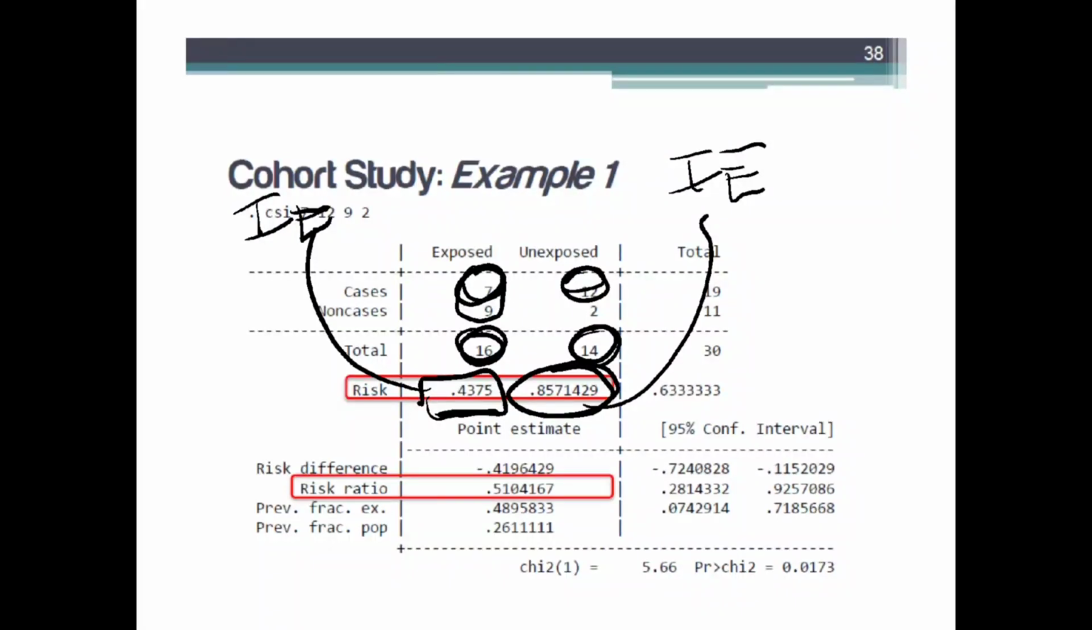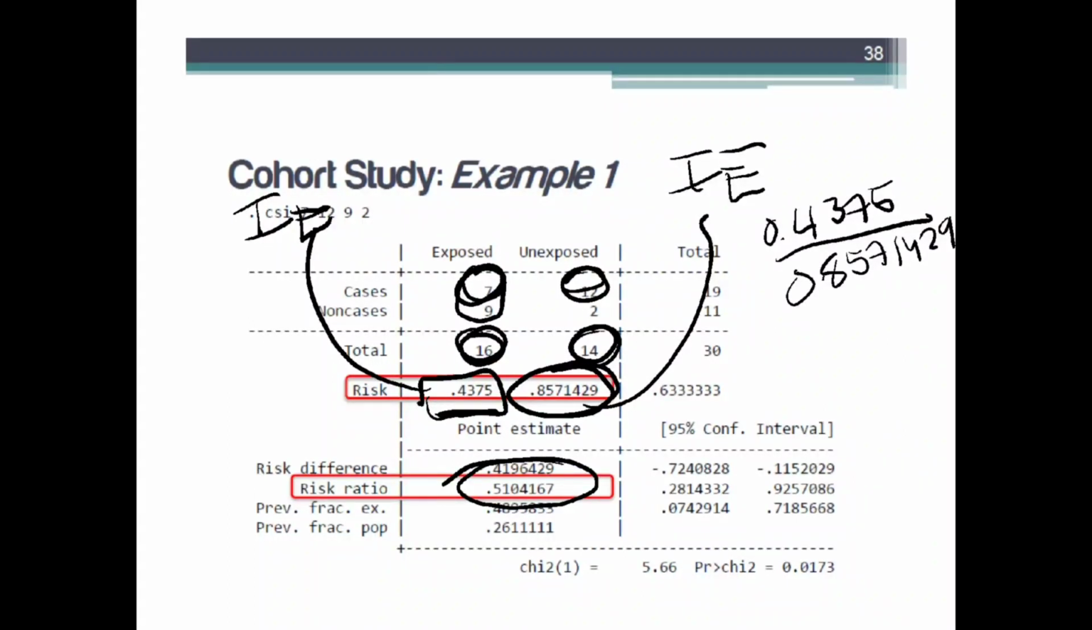So, again, divide mo lang yan, incidence among exposed, 0.4375 divided by 0.8571429. Napakadami, no? And then, makukuha mong risk ratio would be this one, 0.5104167. So, basically, the result is less than or greater than 1 or equal to 1. So, the answer is, it is less than 1. No? So, if the value is 0.51, yeah, pwede na yan.